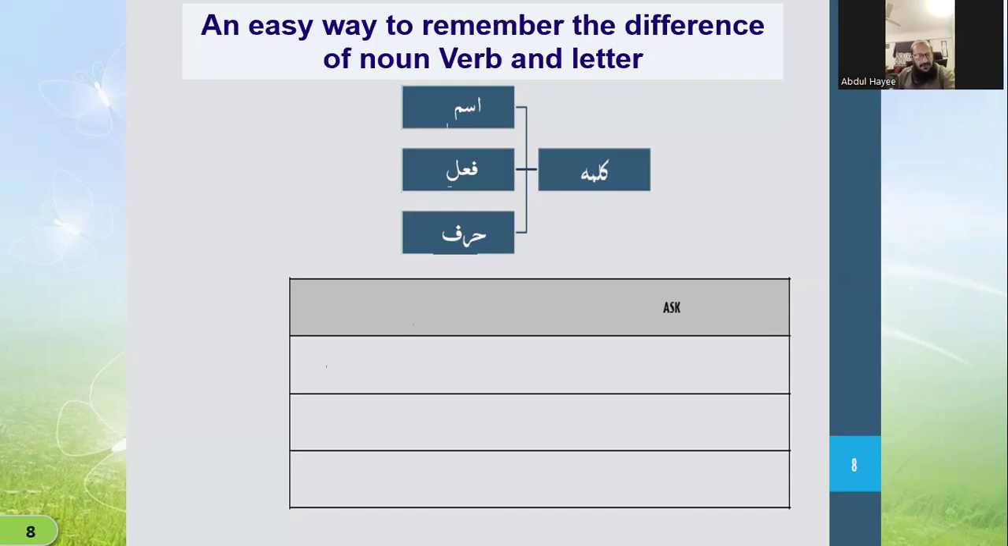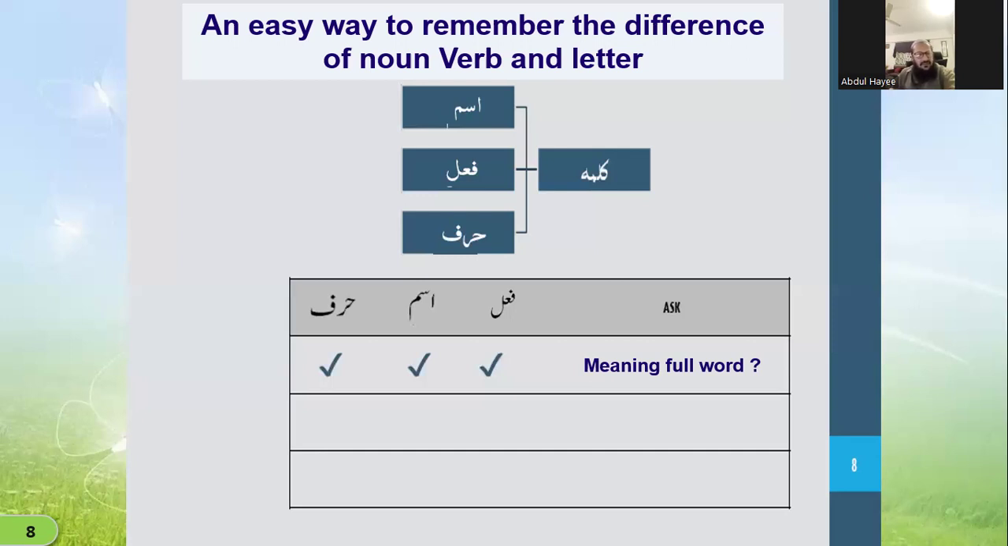The first question is, is it a meaningful word? If you say yes, then it may be a fail, maybe an ism, or maybe a harf. If it is not a meaningful word, then it is none of them.